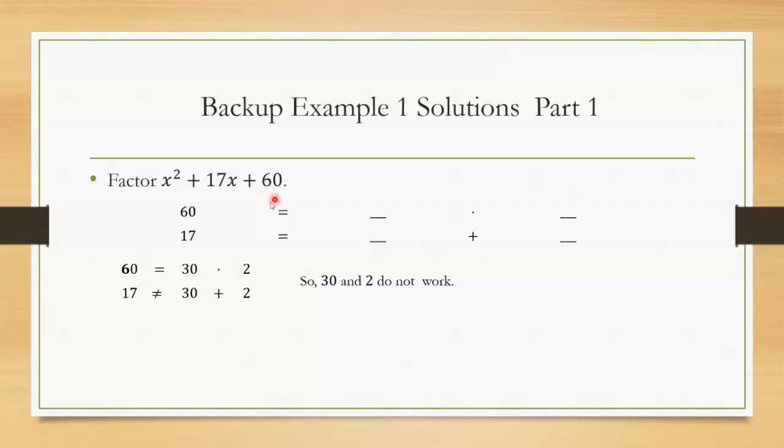Well, you might think, oh, well, 30 and 2, right? 30 times 2 is 60, but that's not going to work, because 30 plus 2 is equal to 32. It's not equal to 17, in other words. So 30 and 2 do not work.